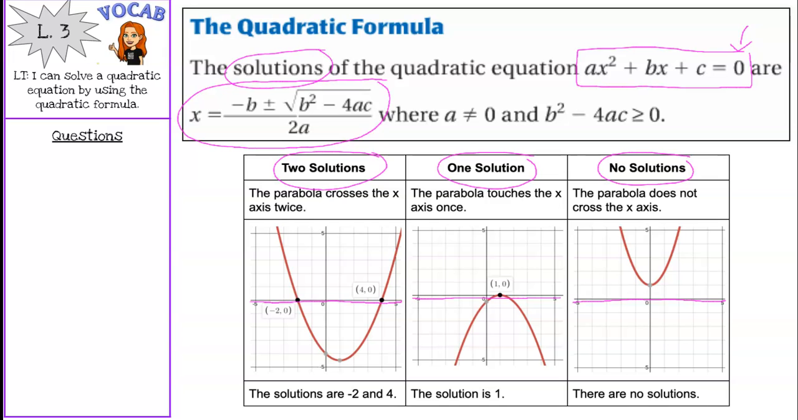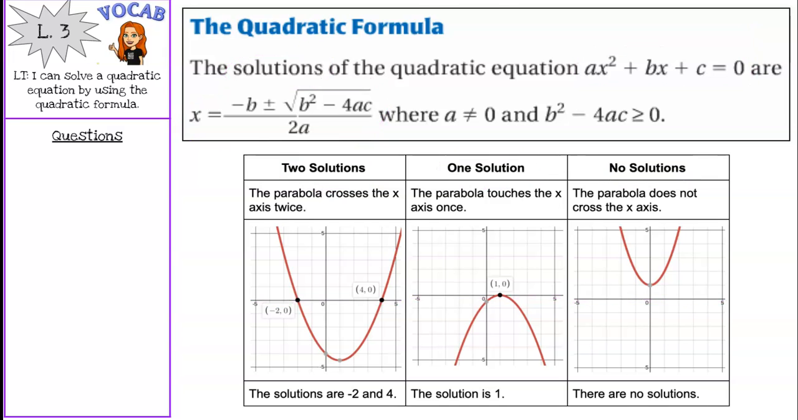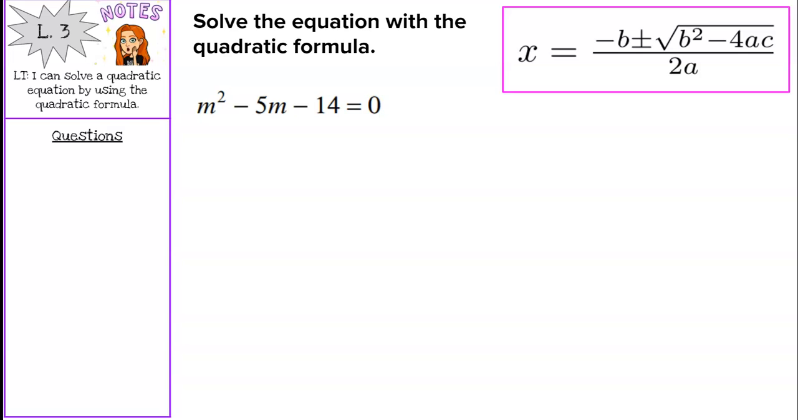So we're going to go through 3 examples here. First example is solve the quadratic equation with the quadratic formula. So I've given you the quadratic formula right here. First thing we need to do is identify our a, our b, and our c, and make sure the equation is set equal to 0.